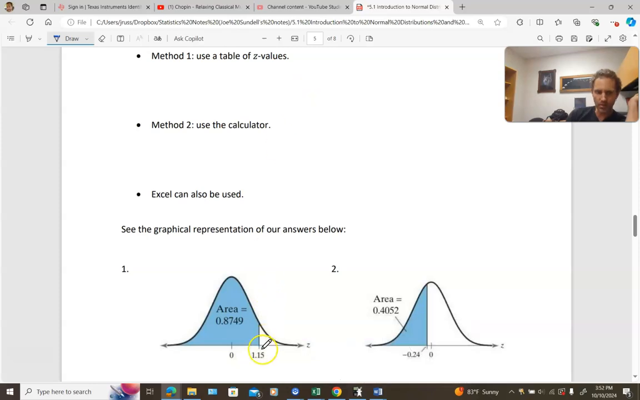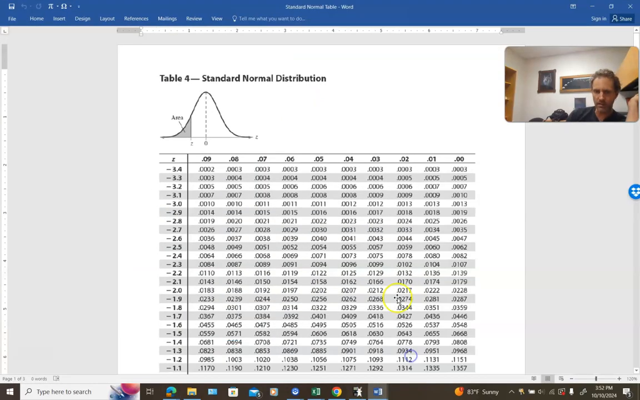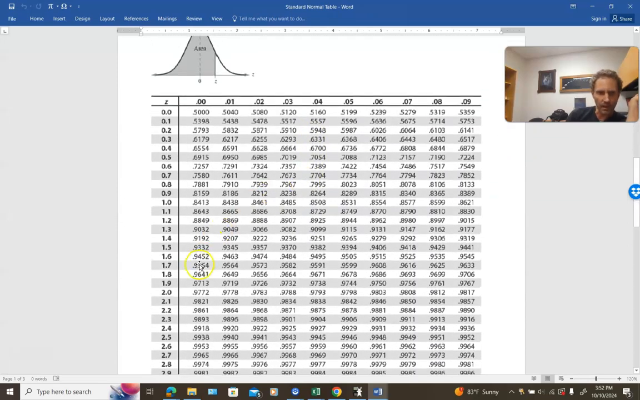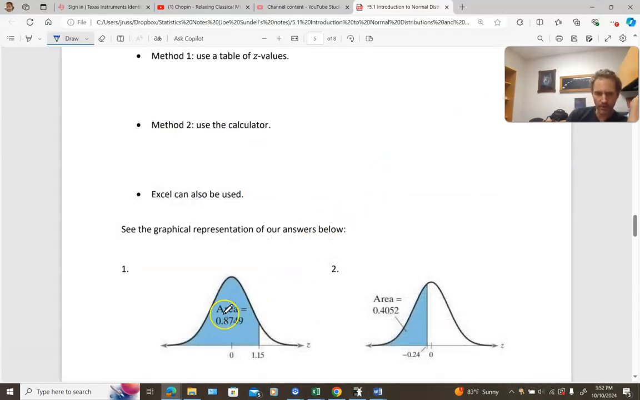So a z-score of 1.15. Let's go to the table. You want to come down here to the positive values of z. Here's 1. We need 1.1, and then 5 is in this column here. So 1.15, you just match these up, so it's in this column and in this row. So it's this value right here, 0.8749. And that's what we've got. That's the area to the left, or in other words, 87.49% of the distribution is to the left of this z-score.